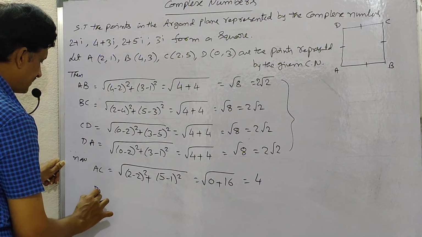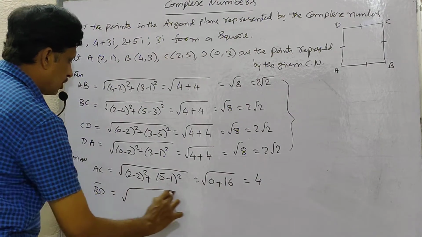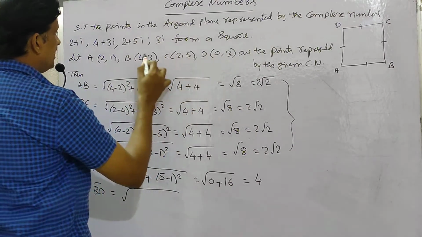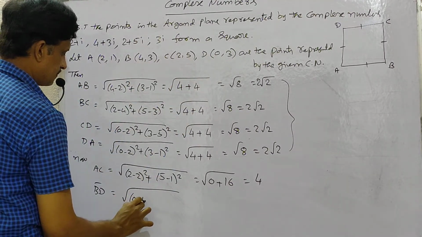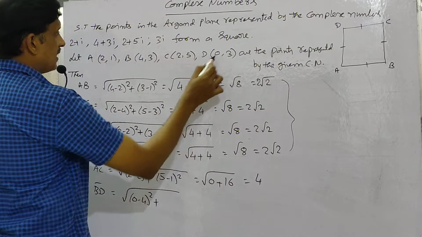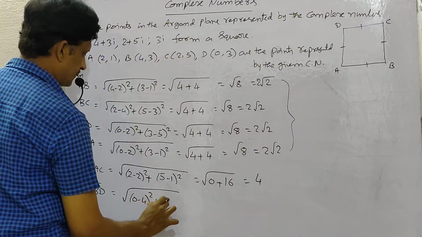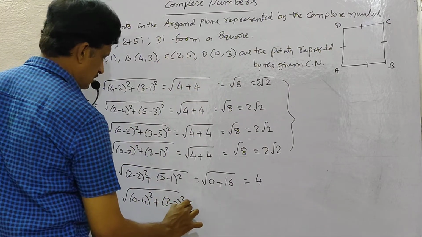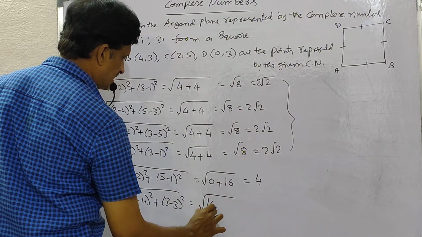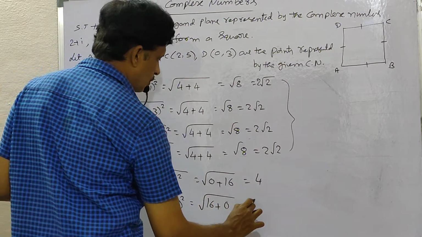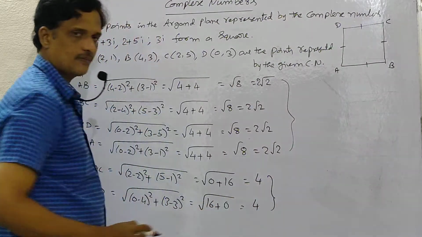And BD, second diagonal length. Root of, consider B and D, (0 minus 4) whole square plus (3 minus 3) whole square. So that is minus 4 whole square is 16 plus 0 square is 0. Root 16 means that is again 4.